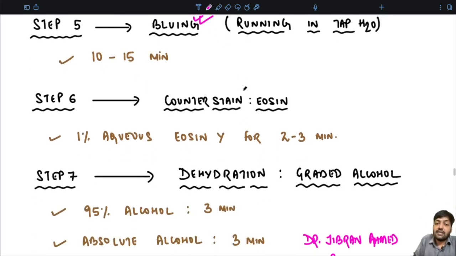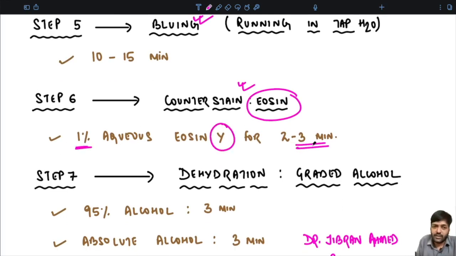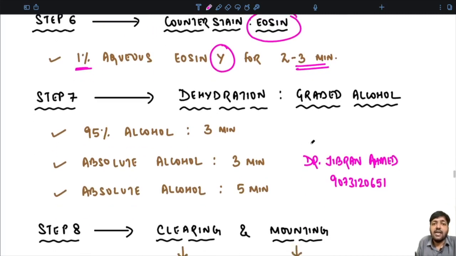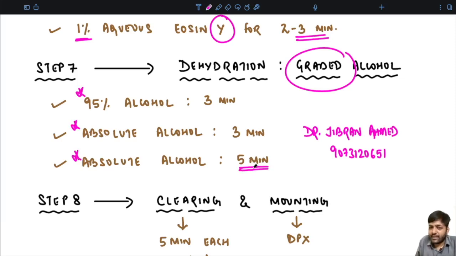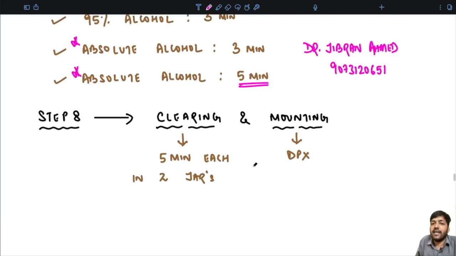Step number 6 is counter staining. You carry it out with Eosin. You keep 1% aqueous Eosin Y for 2 to 3 minutes. That is how the counter staining is done. Step number 7 is dehydration. You carry it out with graded alcohol. You keep in 95% alcohol for 3 minutes, followed by absolute alcohol for 3 minutes, followed by absolute alcohol again for 5 minutes. And the last step is clearing and mounting.